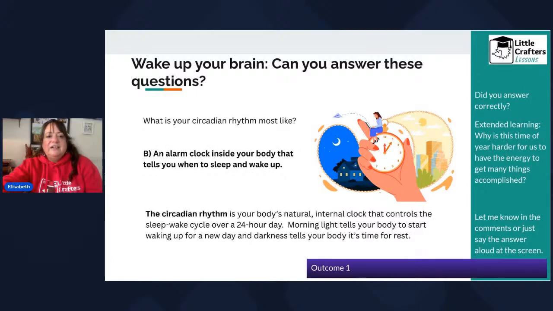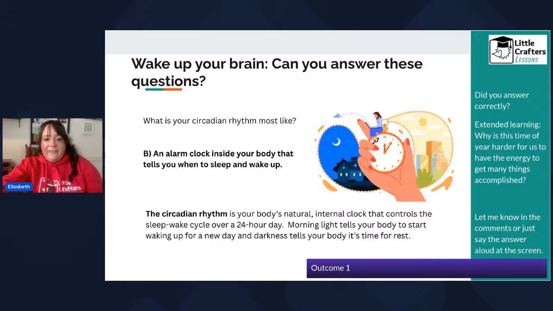The answer here is an alarm clock inside your body that tells you when to sleep and wake up. The circadian rhythm is your body's natural internal clock. It's just part of who you are. It controls your sleep-wake cycle over a 24-hour day. So morning light should tell your body it's time to wake up, it's time for a new day, whereas when darkness hits, it tells your body it's time to rest.